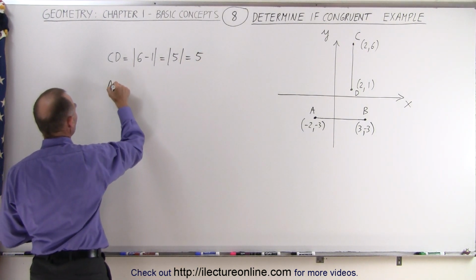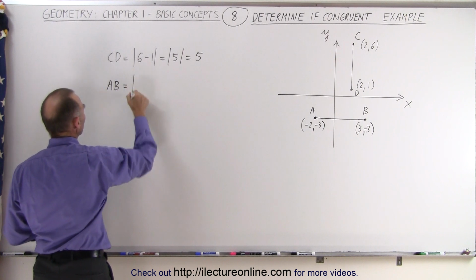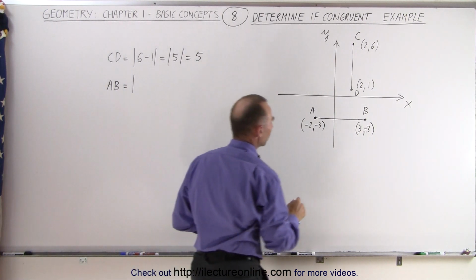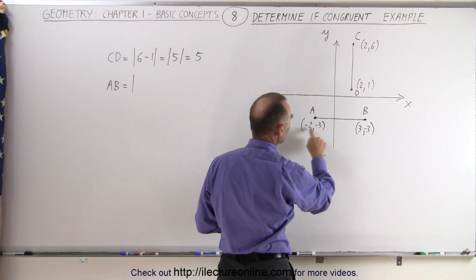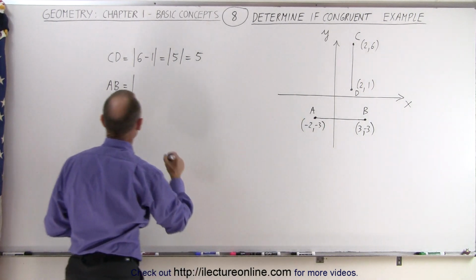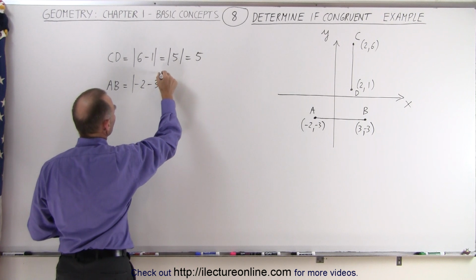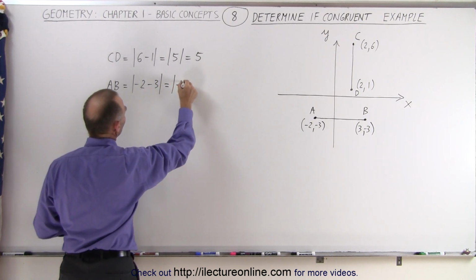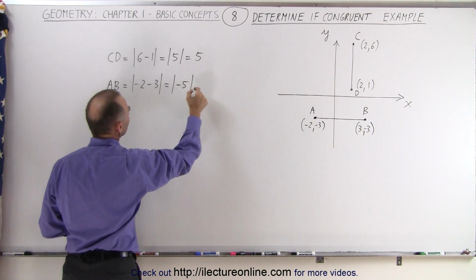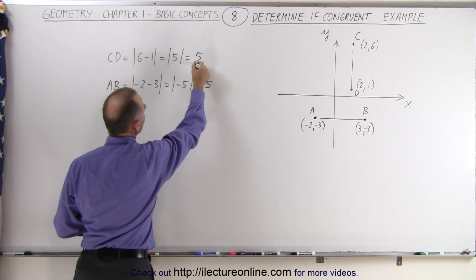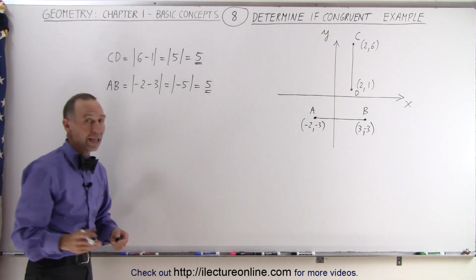We can do the same for the other line segment. We want the length from A to B. Well, that's going to be equal to the difference between the two, so it's going to be the difference between minus 2 and 3. So I can go ahead and say that's minus 2 minus 3, and that would be equal to the absolute value of minus 5. Of course, the absolute value is equal to 5, and notice that, yes, indeed, they appear to have the same length.